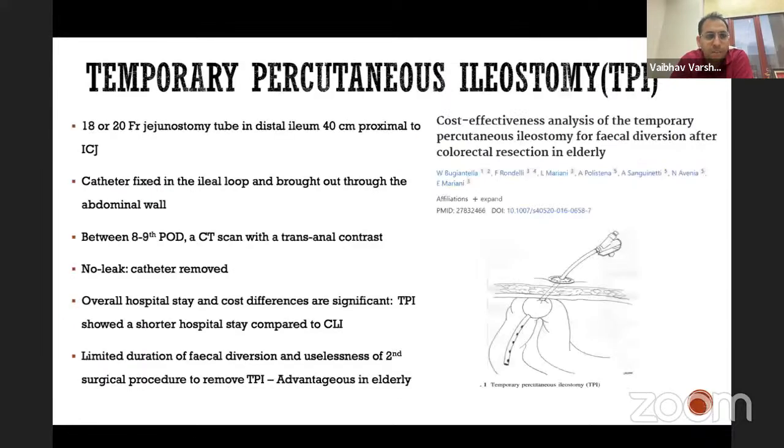The other option present is temporary percutaneous ileostomy. A feeding tube of 20 French to 18 French is placed in the distal ileum, 40 centimeters proximal to the ileocecal junction, the site where we usually choose for loop ileostomy. This catheter is fixed to the ileal loop. Between 8 to 9 days post-op, they did a CT scan, and if there is no leak, they just remove the catheter. They found that the difference in overall hospital stay and cost was significant, and they mentioned that it is more advantageous in elderly patients, to allow a limited duration of fecal diversion.